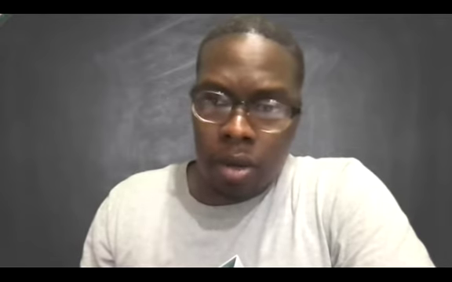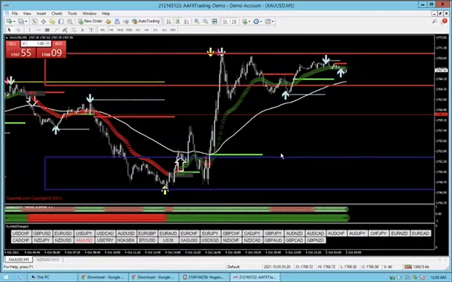Now, you all know the regular setup that we normally use, meaning that the orange arrow is for the 4-hour. The white arrow is for the daily.